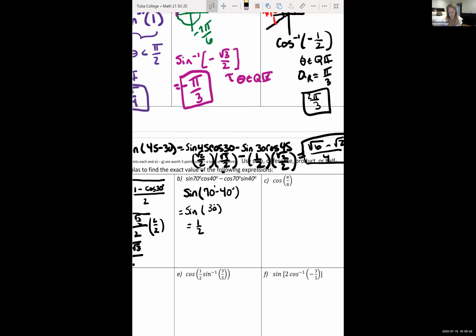So that was worth 4 points. If, for example, I just put sine 30, how much? You should have evaluated it. Give yourself 2.5 out of 4 points.